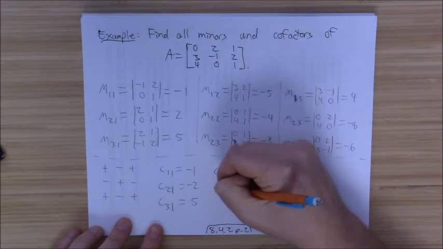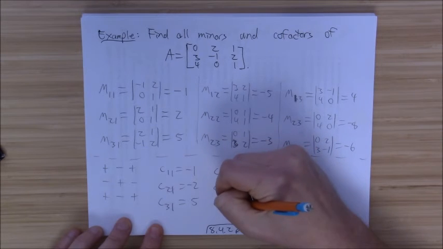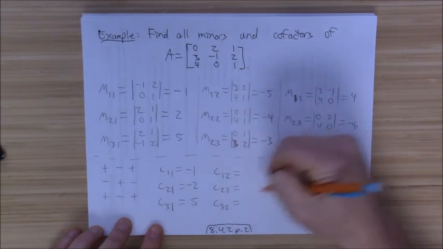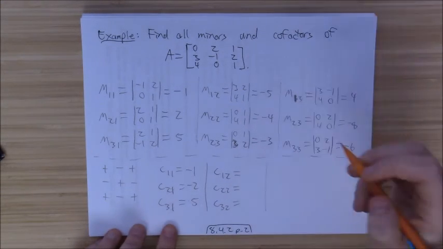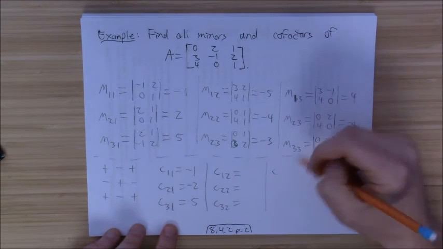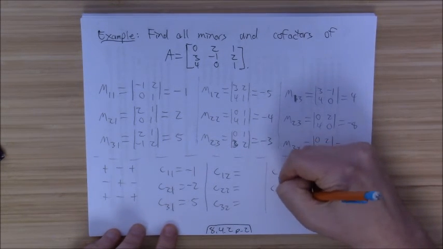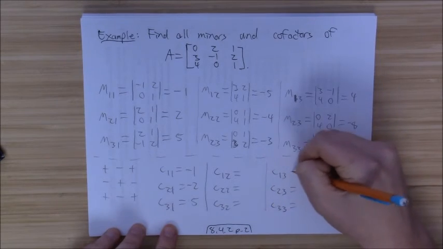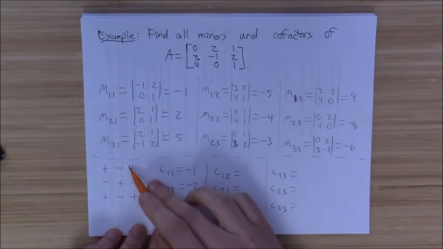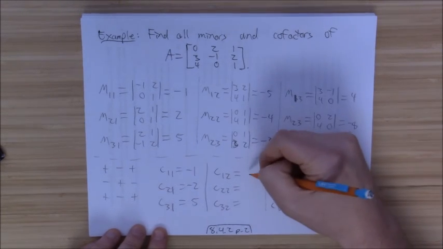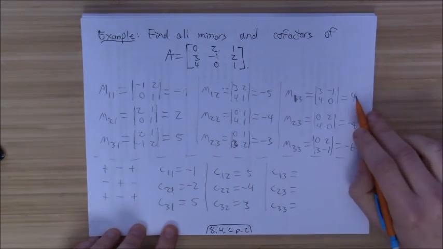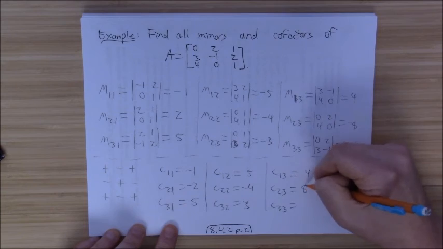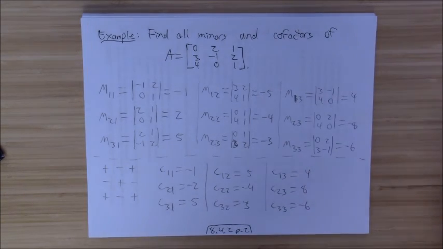So C12, C22, C32. And here I'll have C13, C23, C33. Again, we're just changing based on the negative. So we get negative, positive, negative. So negative and -5 is +5. -4, flip the sign, +3. Leave the sign alone, flip the sign, leave the sign alone. And there you have it. So these are all the minors and cofactors.